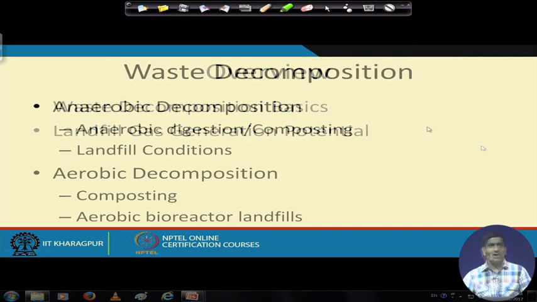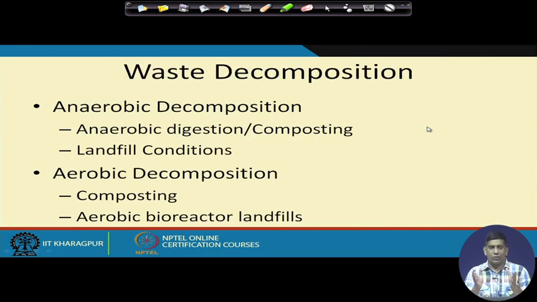In terms of the waste decomposition basics, we have two. We talked about anaerobic decomposition, which is anaerobic digestion, and aerobic decomposition, which is composting, and we also talked about the landfill. So those are the two areas we have talked about: aerobic digestion is composting, and anaerobic is landfill.